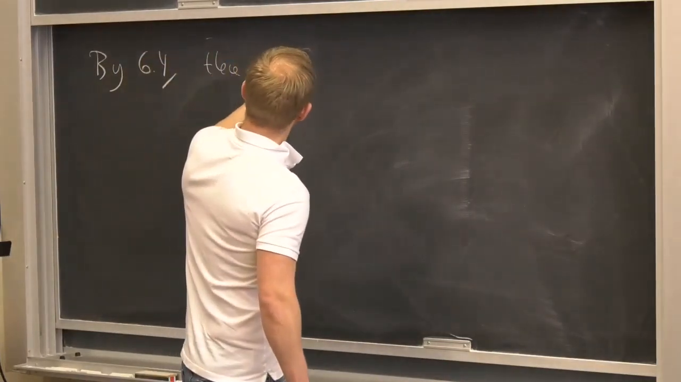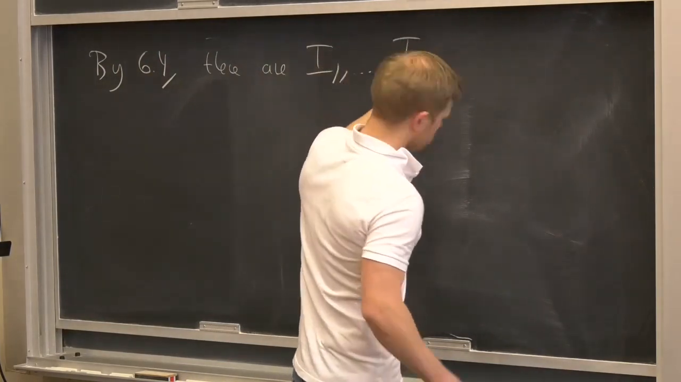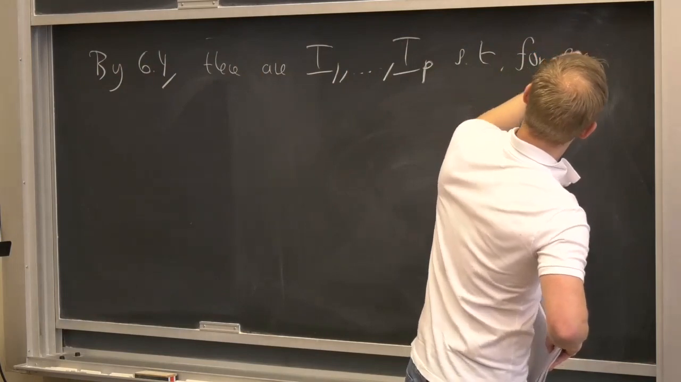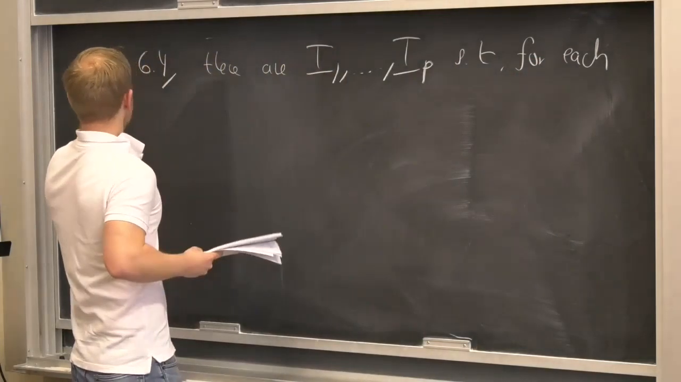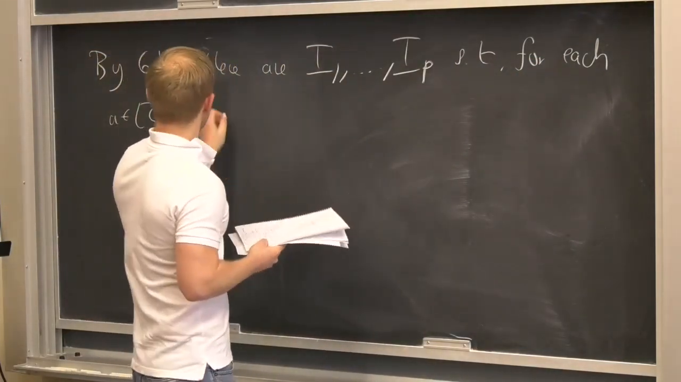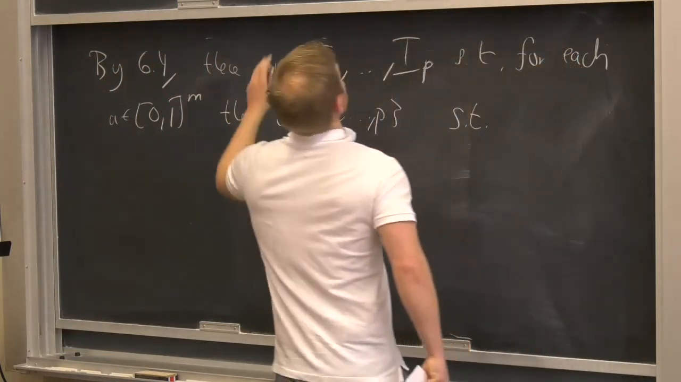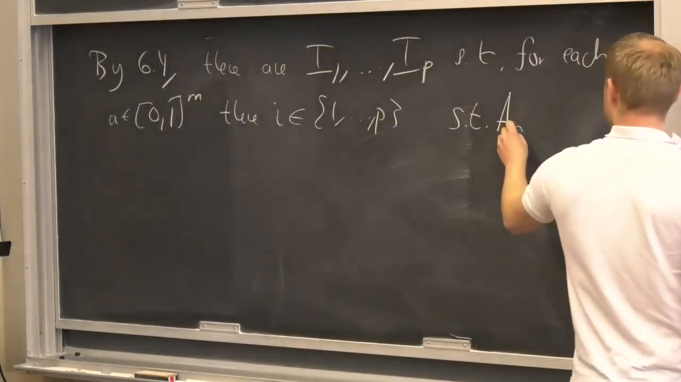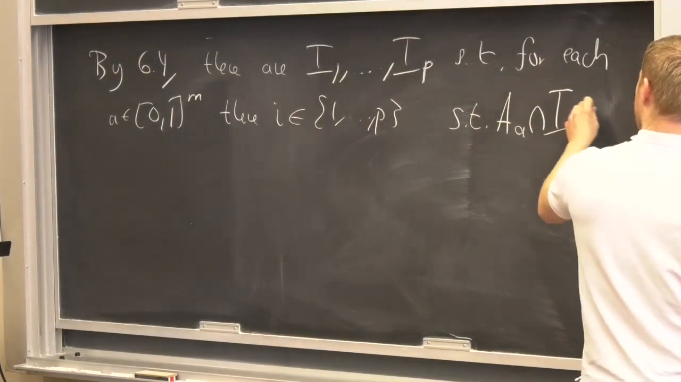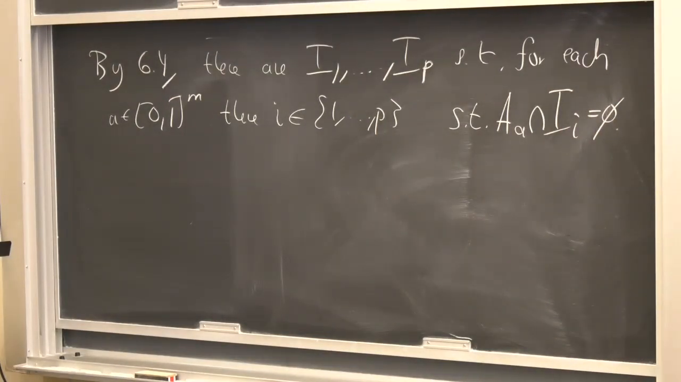now there are intervals I1 to Ip, such that for each A in 0,1, there is, let's write it correctly, I_n in 1 to p, such that A intersect I_n is empty. This was kind of a uniform way of knowing that these things have to be... Okay, yes, please. So, this statement depends on k. Yes, sorry, thank you.